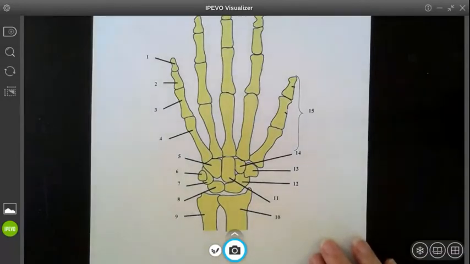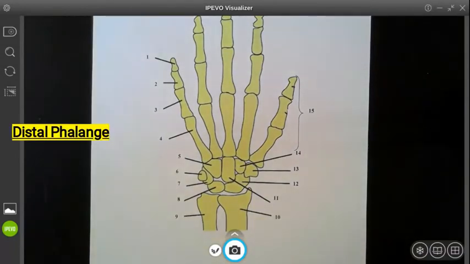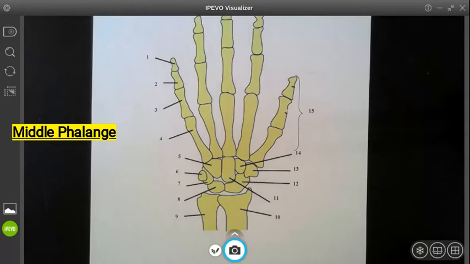So again, number 1 is pointing at the distal phalange. Number 2 is the middle phalange. And then number 3 is the proximal phalange. Number 4 is pointing at the metacarpals. And now we have the carpals themselves. 5 is hamate. 6 is the pisiform.